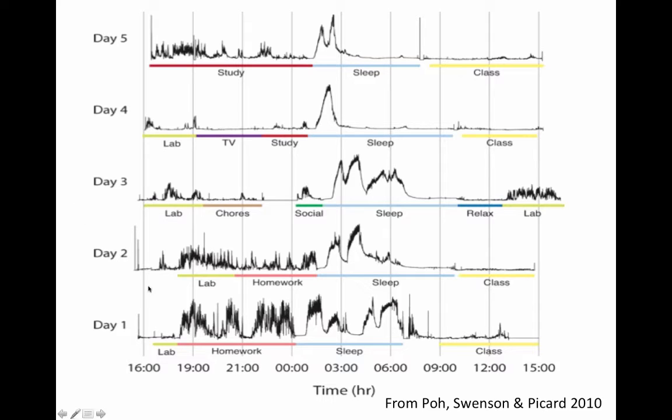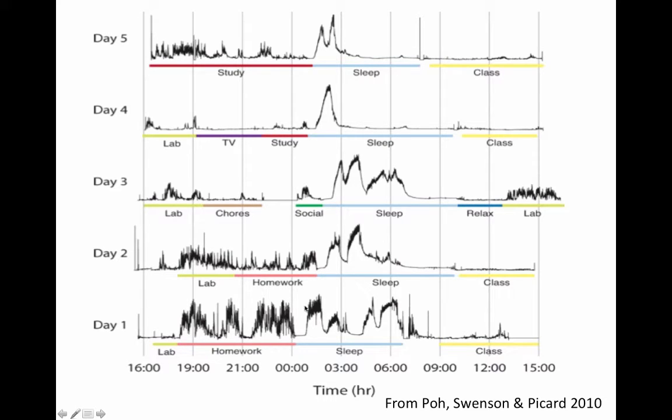So where you see these spikes, this is a period of high mental activity. On this first day, we see maybe not the most engaging lab activity, then homework. This indicates that this person was probably doing some very active, engaging homework problem solving, a high level of activity. They then go to sleep.